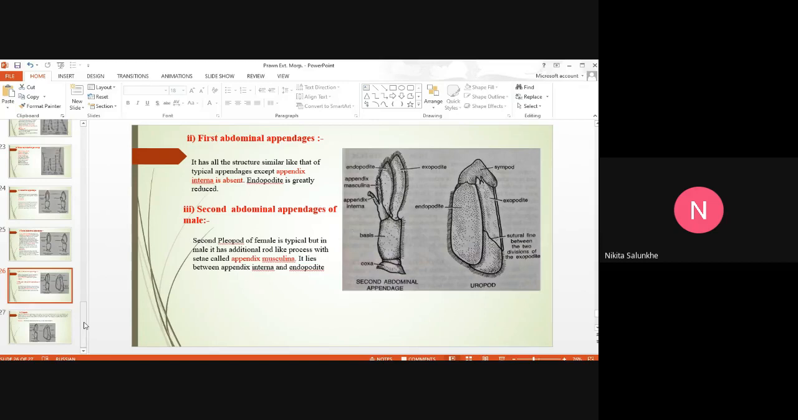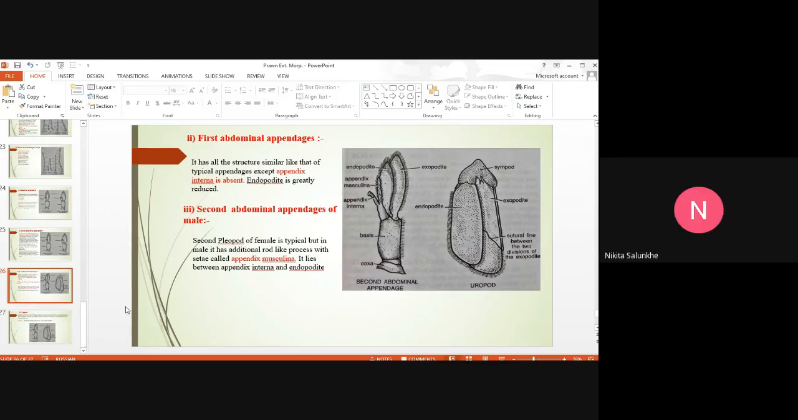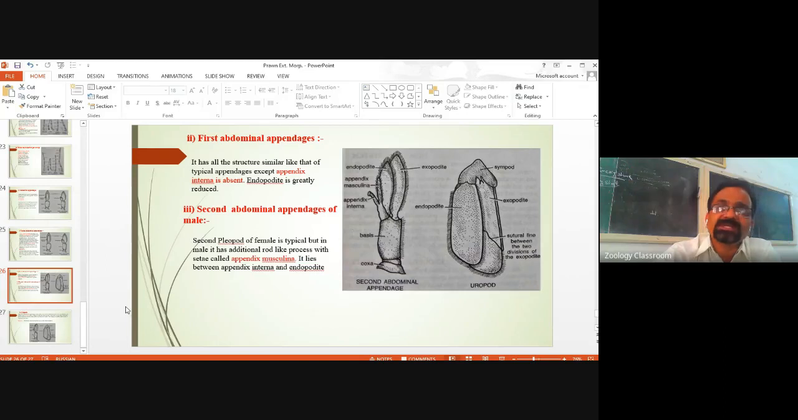First and second fuse to form sympod. Sympod means coxa and basis. MCQ can also ask like this: by fusion of coxa and basis, dash is formed in the uropod. What will your answer be? Sympod. Or: sympod of uropod is formed by the fusion of dash and dash. What will the answer be? Coxa and basis.